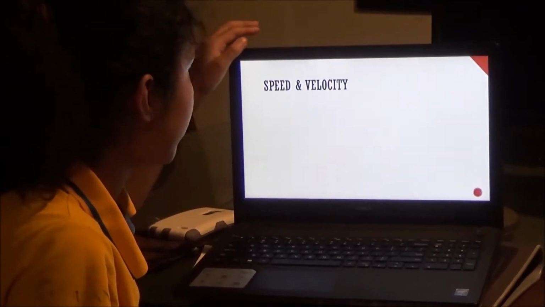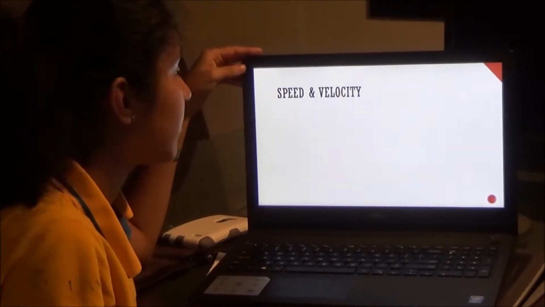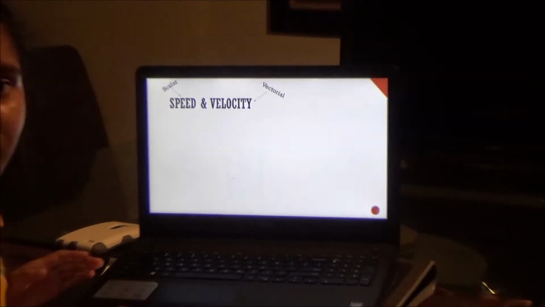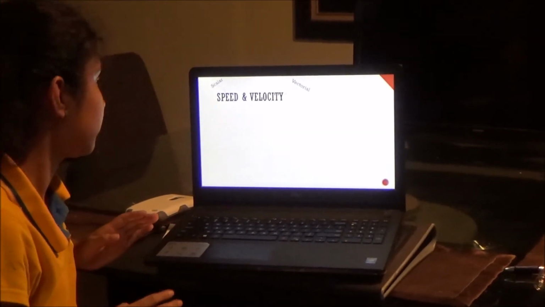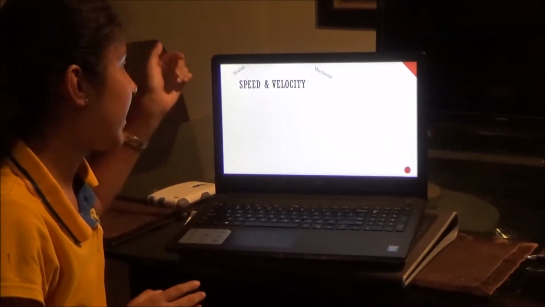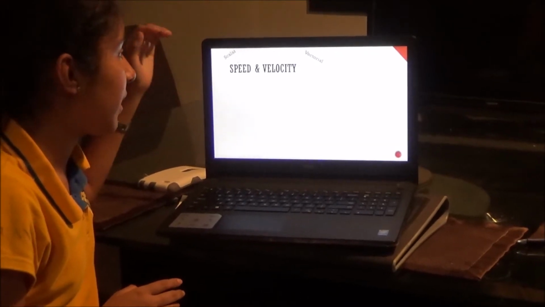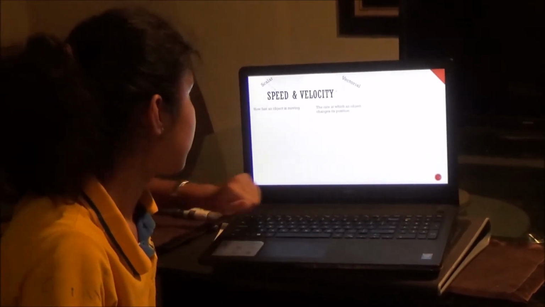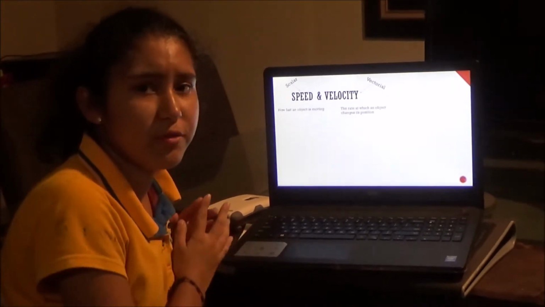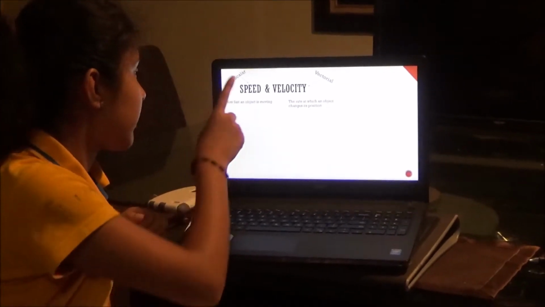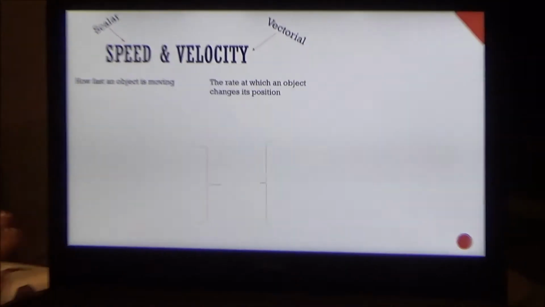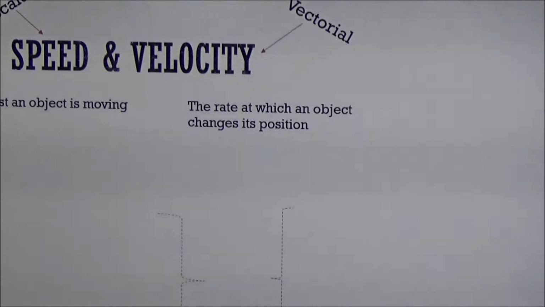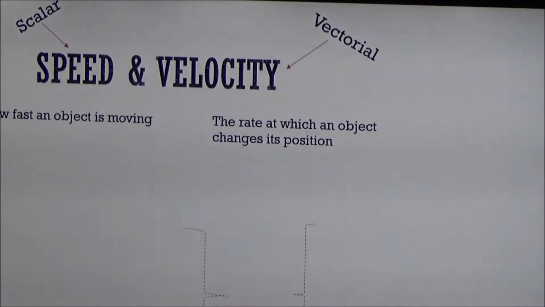So now we are going with speed and velocity. Back to scalar and vectorial quantities. In this case, speed is a scalar quantity and velocity is a vectorial quantity. So, what's the difference between these two? We know that speed is how fast an object is moving, and velocity is the rate at which an object changes its position.